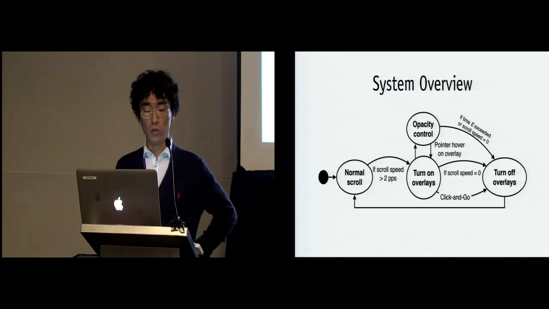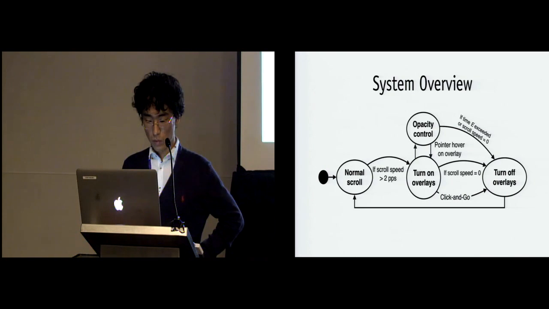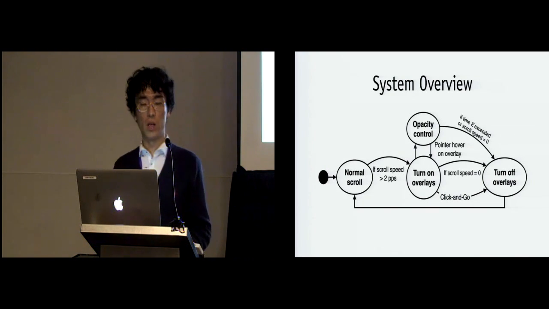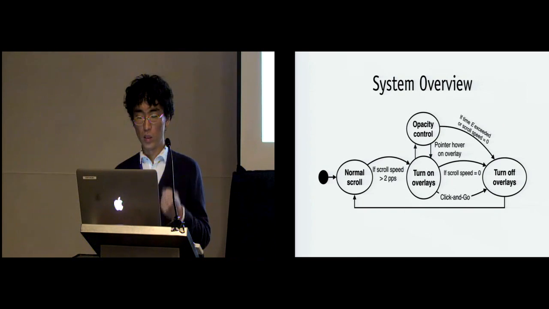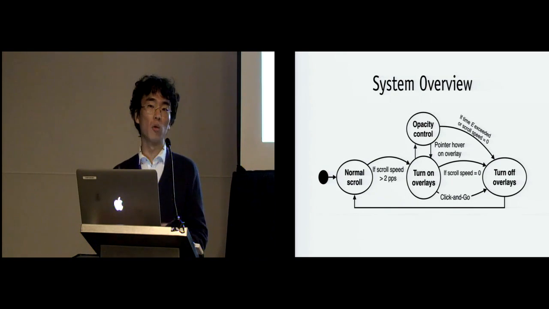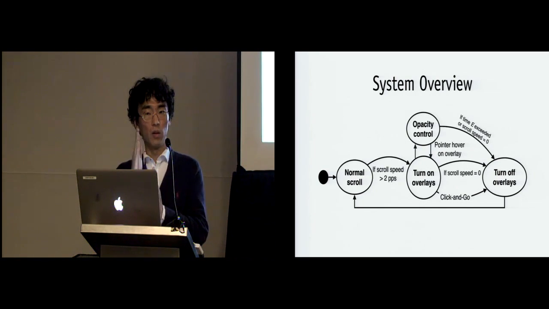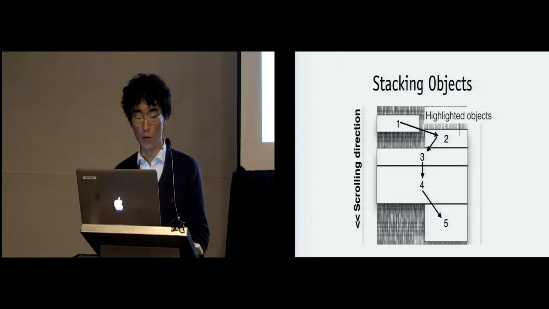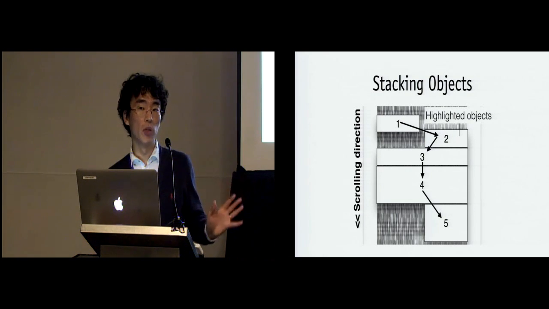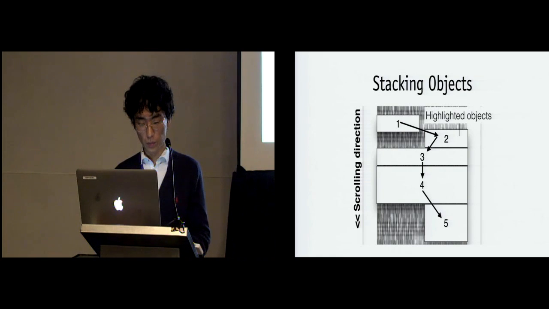And this is the overlay controller. One thing I have to note here is that the system uses the same normal scroll technique when the scroll speed is lower than 2 pages per second. So when you scroll slower, it's just the normal scroll technique. But if you scroll faster than 2 pages per second, it becomes spotlights. And to avoid possible conflicts between overlays, the selected objects are stacked from the top of the pages.